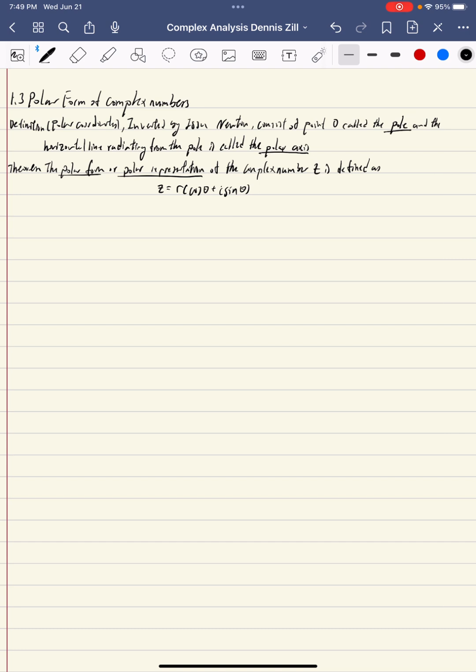And let the modulus of z be defined as r equal to the absolute value of z, right? So this is the length, right? And then we should start with the definition.